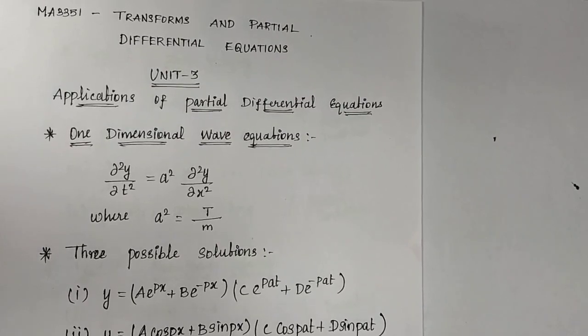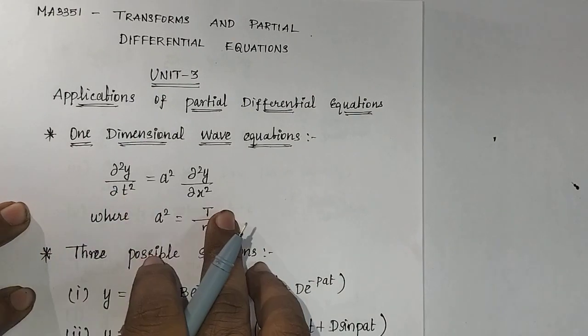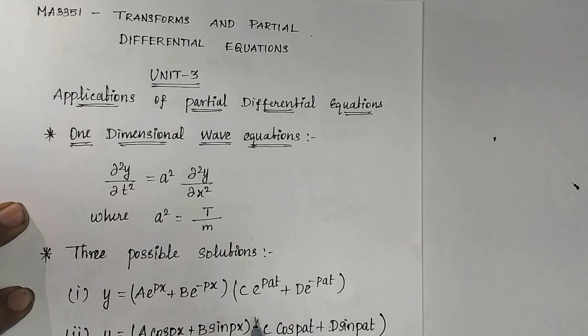Today we are going to start MA 3351 Transforms and Partial Differential Equations. This paper we are going to study in the third semester under Anna University. We have 5 units, but I am going to start with Unit 3, Applications of Partial Differential Equations. This is the simplest unit in TPDE. Okay? In this, I am going to start with the one dimensional wave equation.